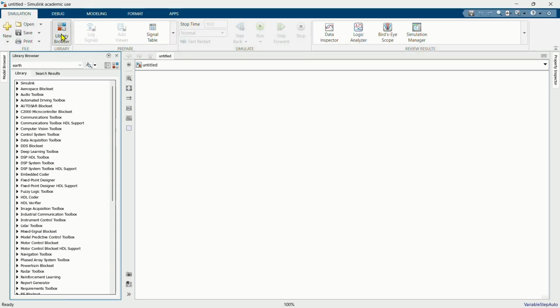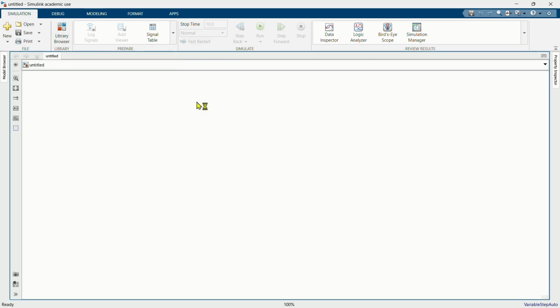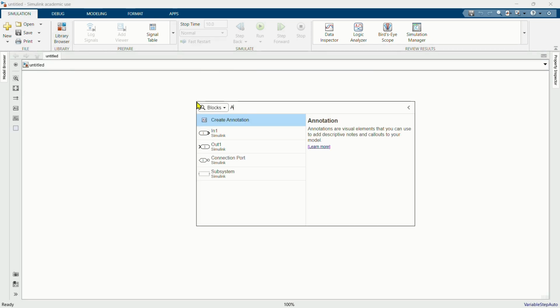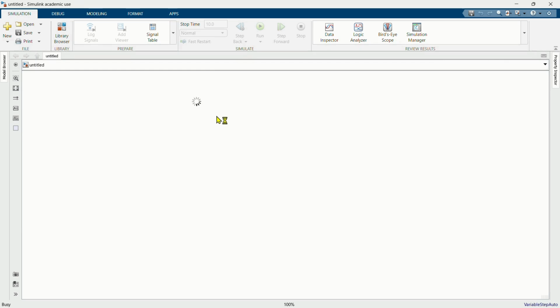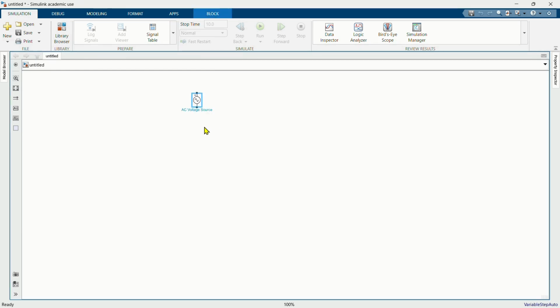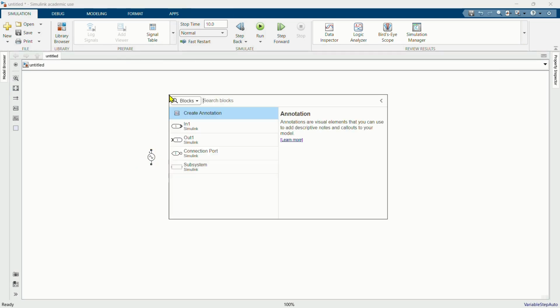To begin, we need to add the essential components required for building the circuit. You can do this in two ways: by using the library browser or by double-clicking in the Simulink workspace and typing the component names directly. To simulate a single-phase full-wave controlled rectifier, we will need the following components. Thyristors. It is used to control the conduction period by triggering them at desired firing angles.